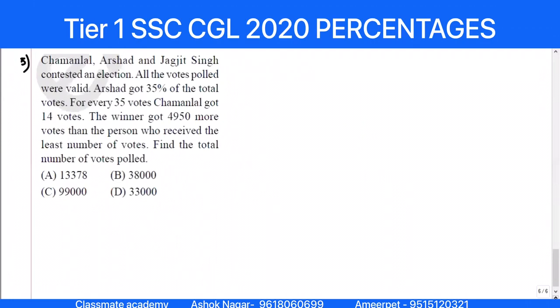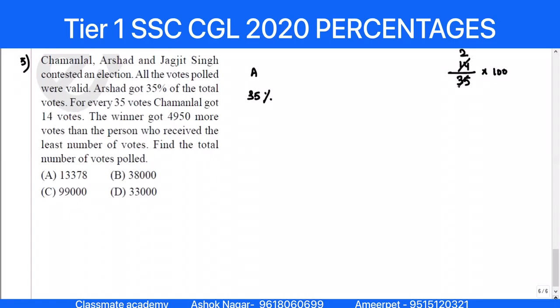Chamanlal, Arshad and Jagjit Singh contested an election. All votes polled were valid. Now Arshad got 35% of the total votes. For every 35 votes, Chamanlal got 14 votes. For every 35, he got how much? 14 votes. Meaning how much percentage did he get?